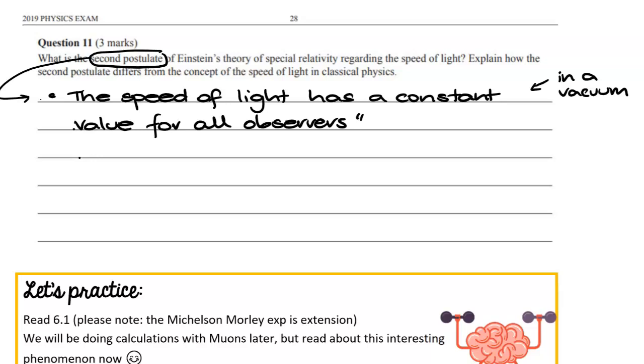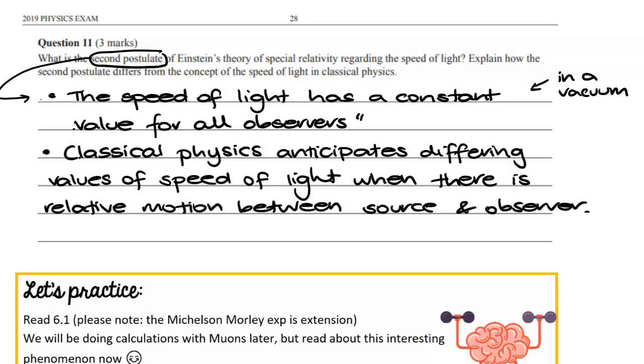It's not just enough to say the speed of light would change, or say the speed of light is not constant. You needed to provide more detail here, and these were difficult marks to earn. So let's note down something like that. So, building into our point, classical physics anticipates, or use another word, differing values of the speed of light when there is relative motion between the source and the observer. So I think this would earn us 2 marks, but we need to be abundantly clear.